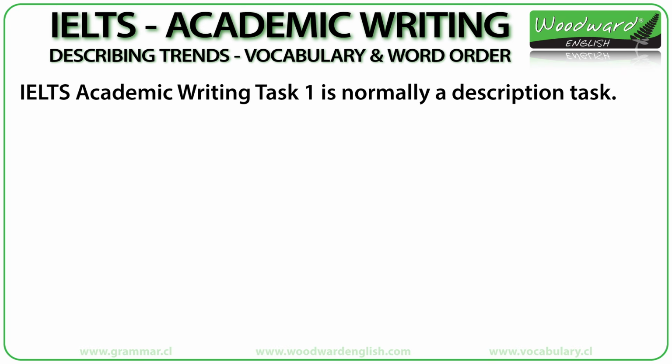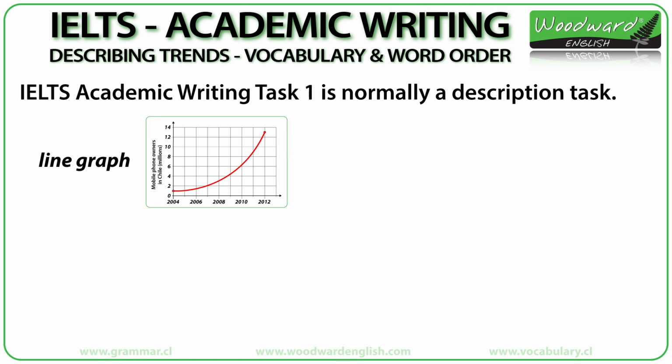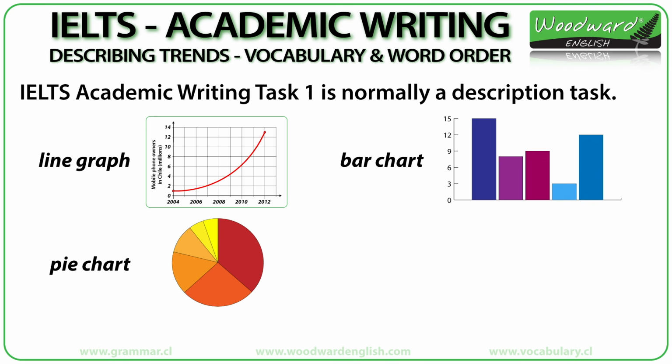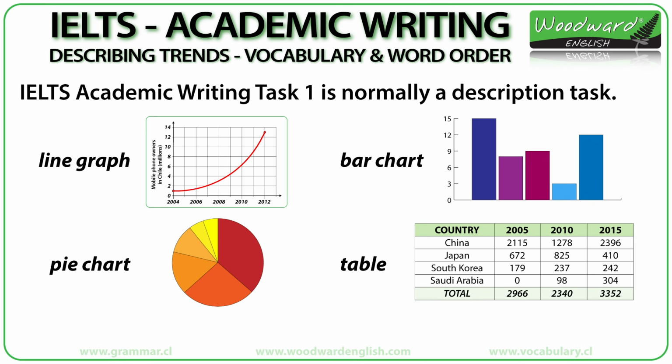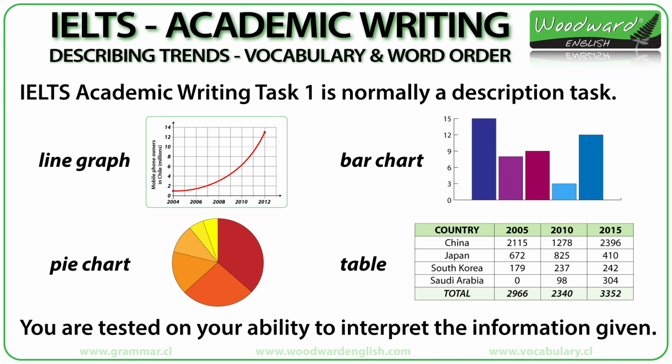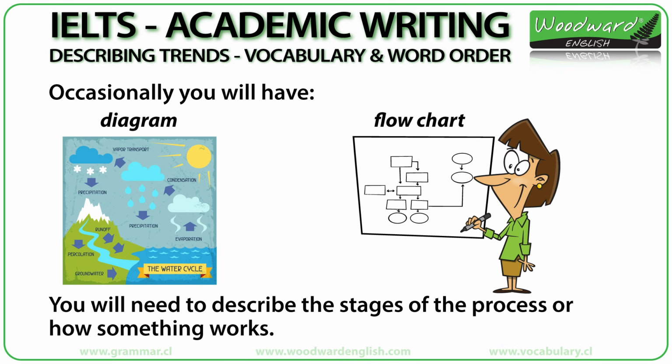IELTS Academic Writing Task 1 is a description task. You will be given a line graph, a bar chart, a pie chart, or a table, and you are tested on your ability to interpret the information that is presented in it and describe this in your own words. Occasionally, you'll have a diagram or a flow chart and will need to describe the stages of the process or how something works. We will explain more about this in another video, but for now, we will concentrate on describing trends.